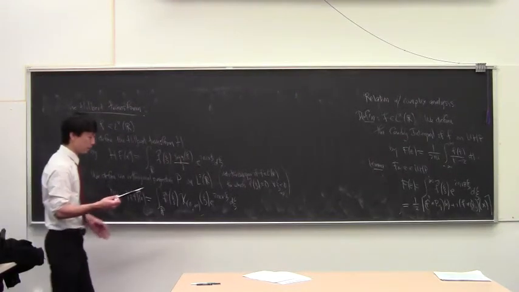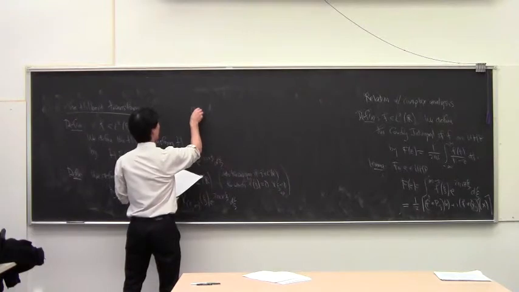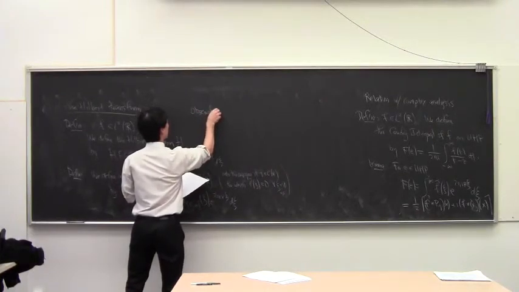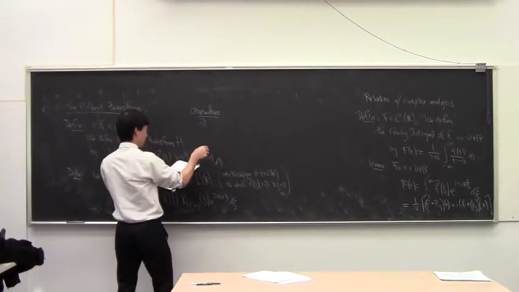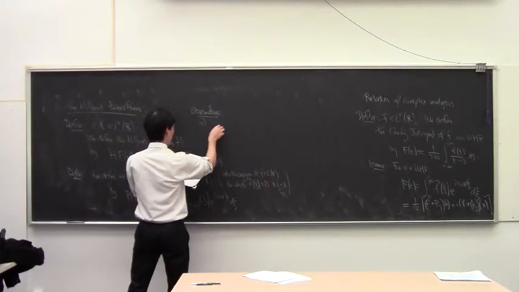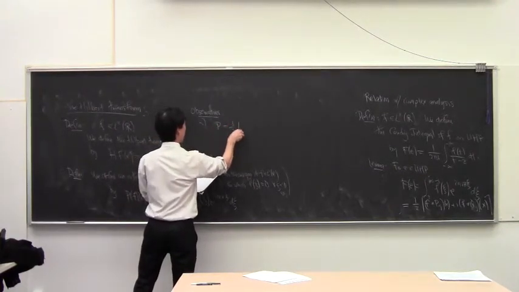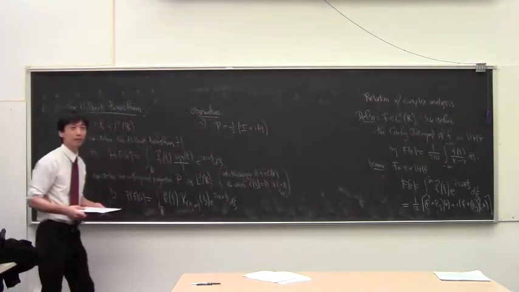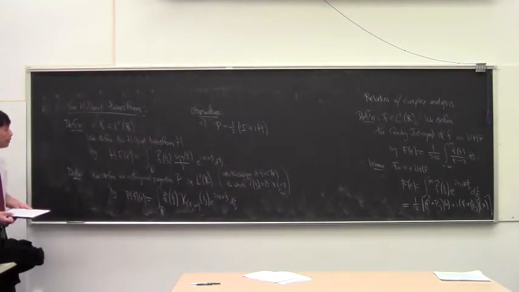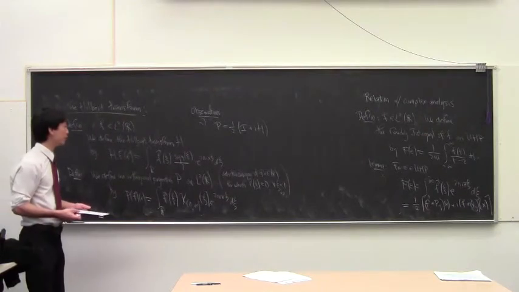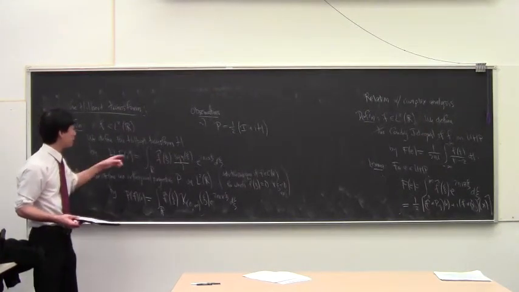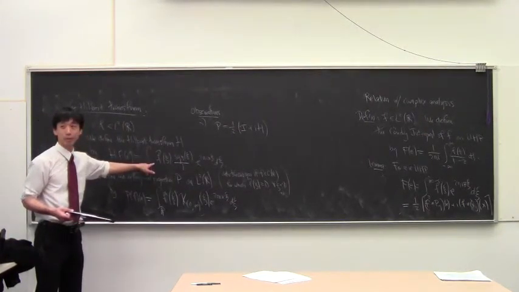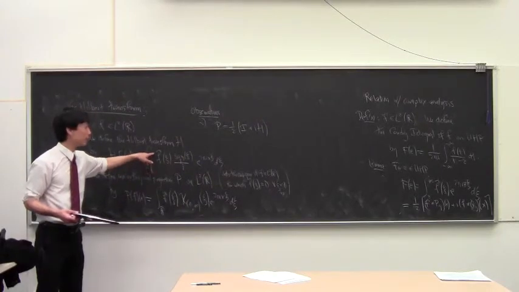Okay. So just a couple of observations. First, P equals a half the identity operator plus iH. If you take i times the Hilbert transform and then add the identity operator onto it, well, you're going to get P.